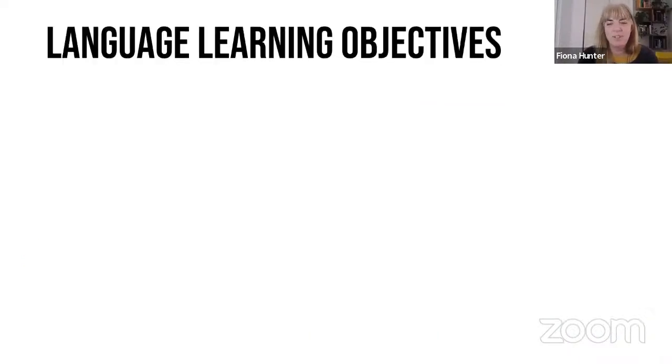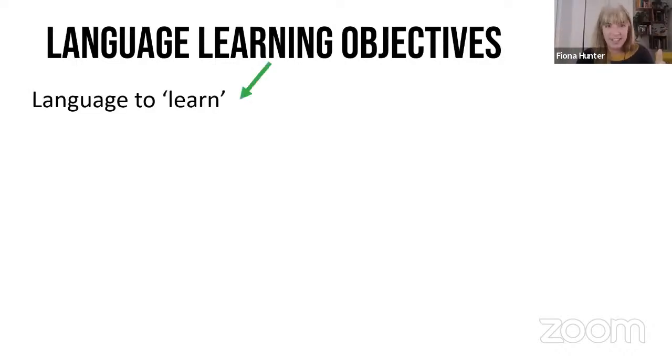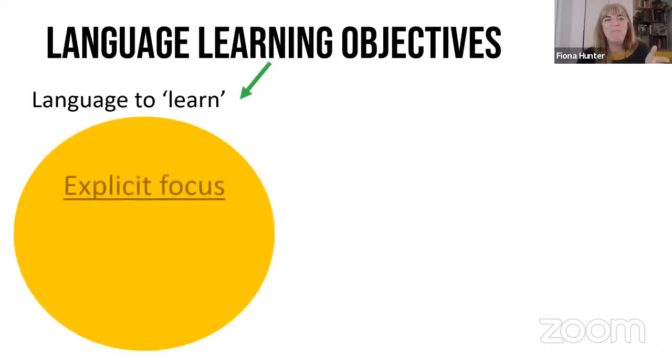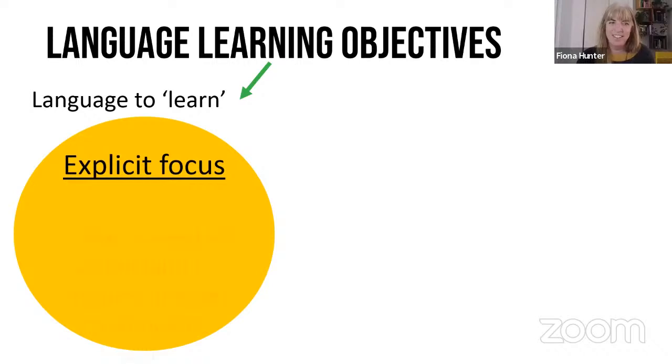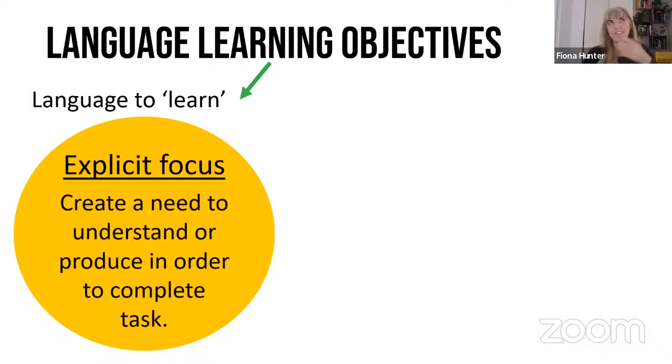Let's start off thinking first of all about language learning objectives. I divide these into two groups. First of all, I think about language to learn. This is where the vocabulary definitely comes in, where we've got an explicit focus. You're conducting any activity in your classroom where your young learners need to understand or produce language in order to complete the task that you've given them.